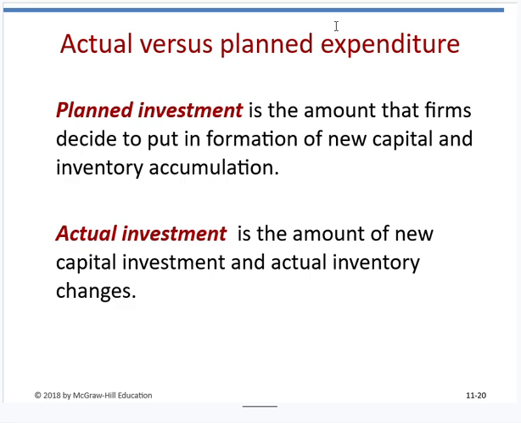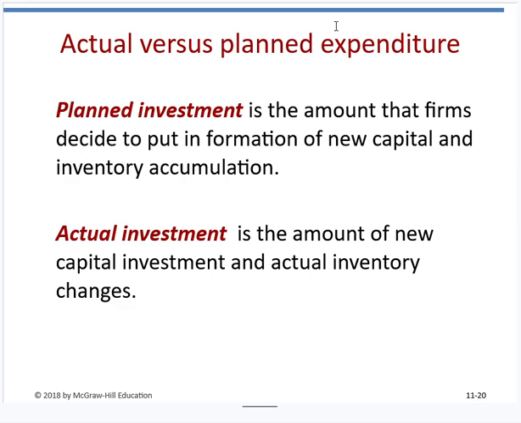So, as you can see in front of you, I'm going to go over the details on what makes them different. Planned aggregate expenditure, or planned investment, as the slide shows, is just the amount of production that firms are intending to make, intending to produce. So it's the planned output for a given cycle.